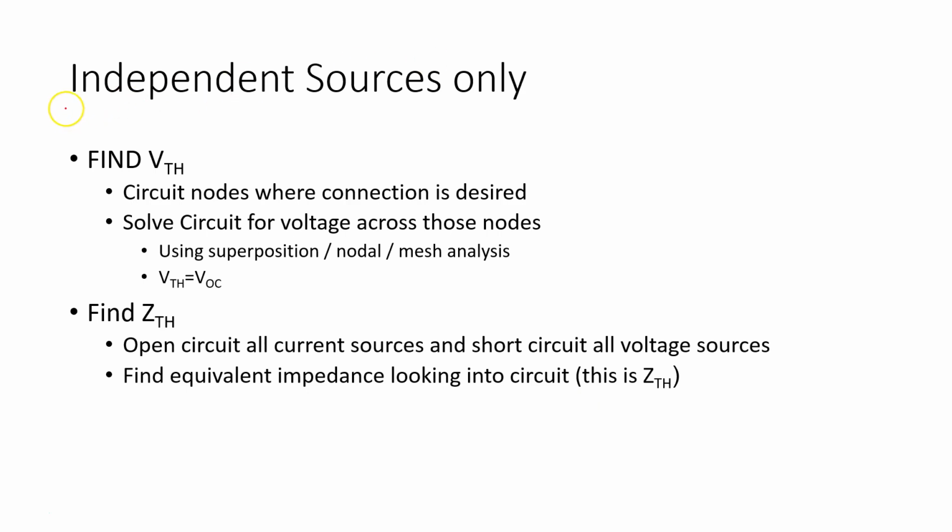If we have independent sources only, then to find the Thevenin voltage, what we need to do is remove the component that we're looking at, the component that we want to change, from the circuit, and then find the open circuit voltage across the nodes that we removed it from. We can find this using superposition or nodal or mesh analysis, whatever it is. The Thevenin voltage is equal to that open circuit voltage. Then to find the Thevenin equivalent resistance, R Thevenin, or Z Thevenin if it's an impedance, we open circuit all current sources and short circuit all voltage sources, the same thing we did with superposition. We turn the sources off, and then we find the equivalent impedance looking into the circuit.